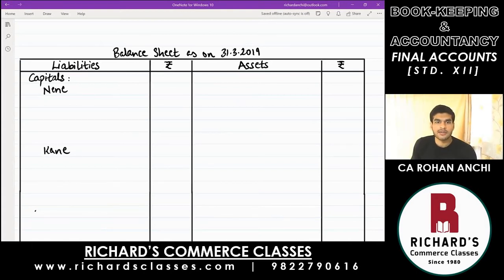So first item itself is capital of the two partners. Nene 15 lakhs and Kane 10 lakhs. So write down against their names. For the first partner, Nene, inner column 15 lakhs and Kane 10 lakhs.